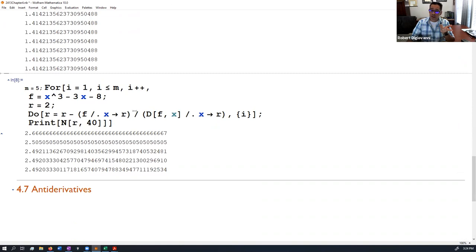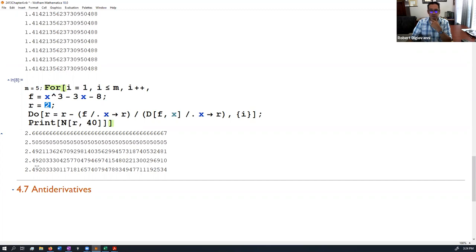So I did 5 iterations. Here's the function I was trying to find the x-intercepts of. You go back, it was y cubed minus 3y minus 8. And I started with a guess at 2. And I got it pretty accurate, 2.49, which is what we got. We had that within the first couple of iterations.